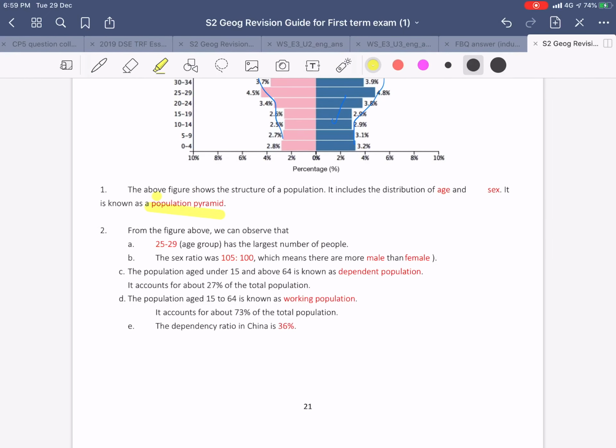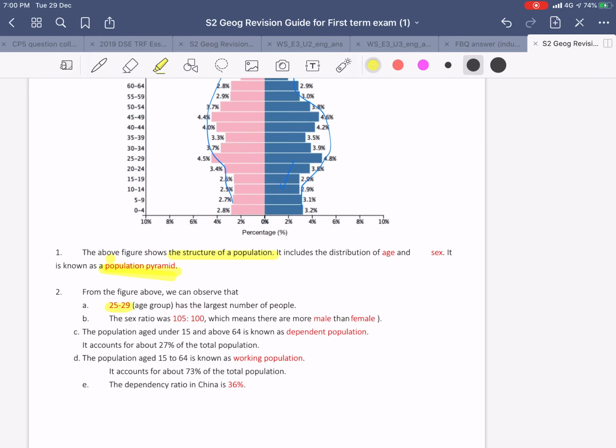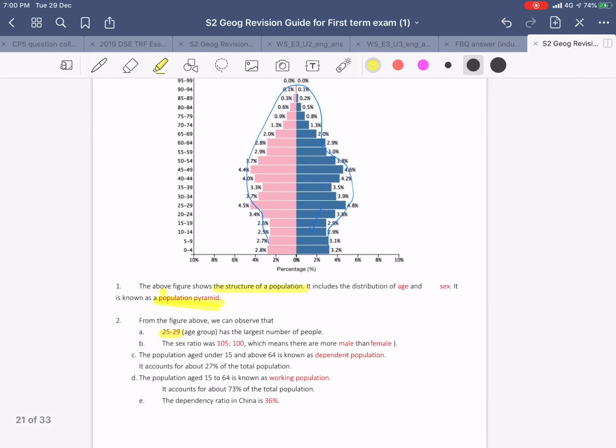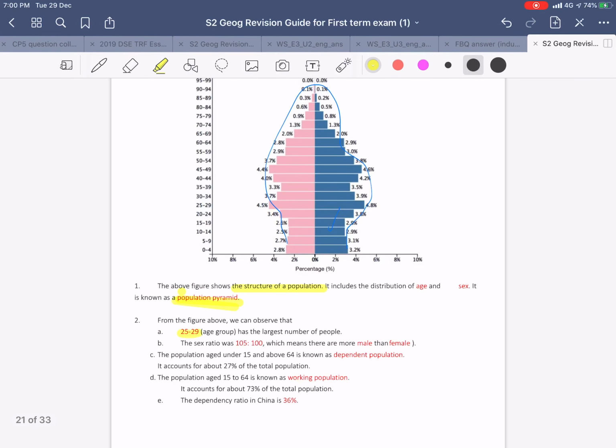Bear in mind, a population pyramid is used to represent the population structure. 人口金字塔攞嚟做咩嘅？係 reflect 嗰個人口嘅結構嘅。OK, and then what is happening right here? It is talking about the age group of China, which is largest for the 25 to 29 years old, which is exactly also the offspring from the baby boom generation.